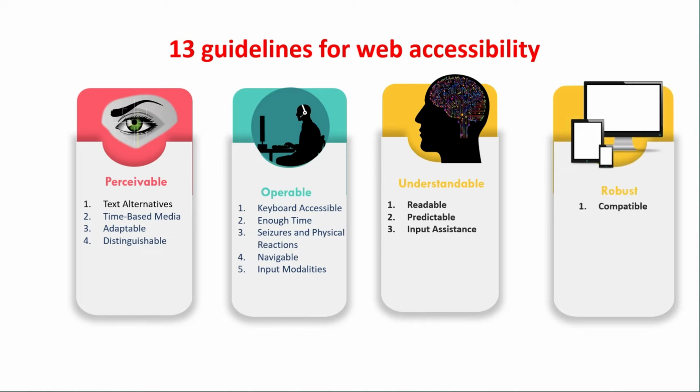13 Guidelines for Web Accessibility. Perceivable: 1. Text alternatives 2. Time-based media 3. Adaptable 4. Distinguishable. Operable: 1. Keyboard accessible 2. Enough time 3. Seizures and physical reactions 4. Navigable 5. Input modalities. Understandable: 1. Readable 2. Predictable 3. Input assistance. Robust: 1. Compatible. Please watch the upcoming video for more information. If not yet available, stay tuned.